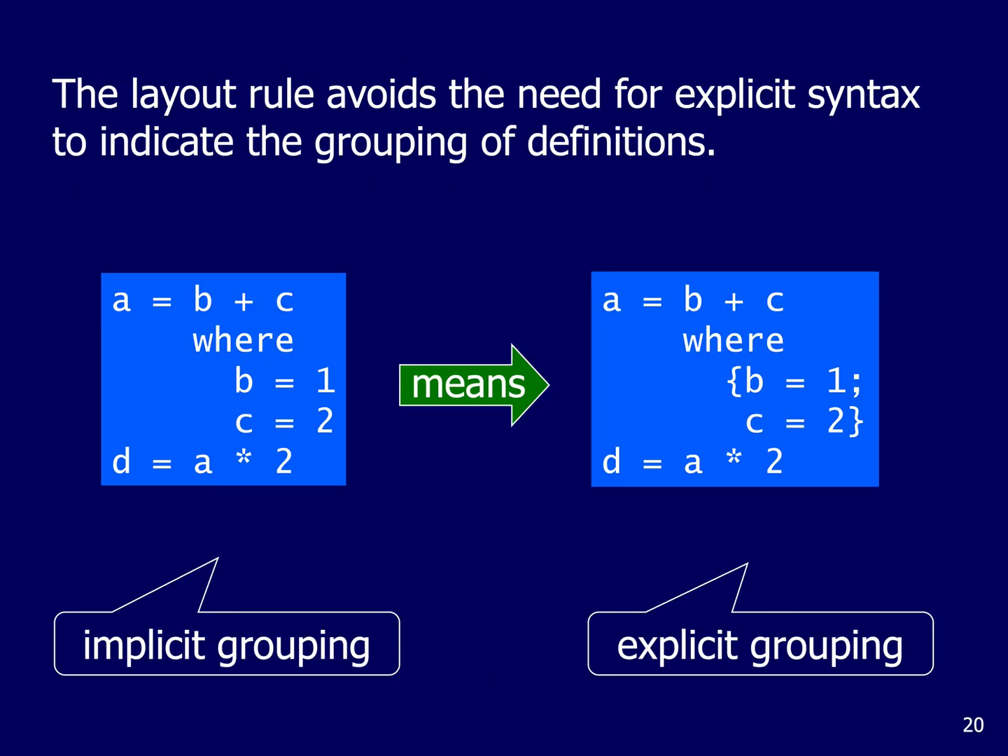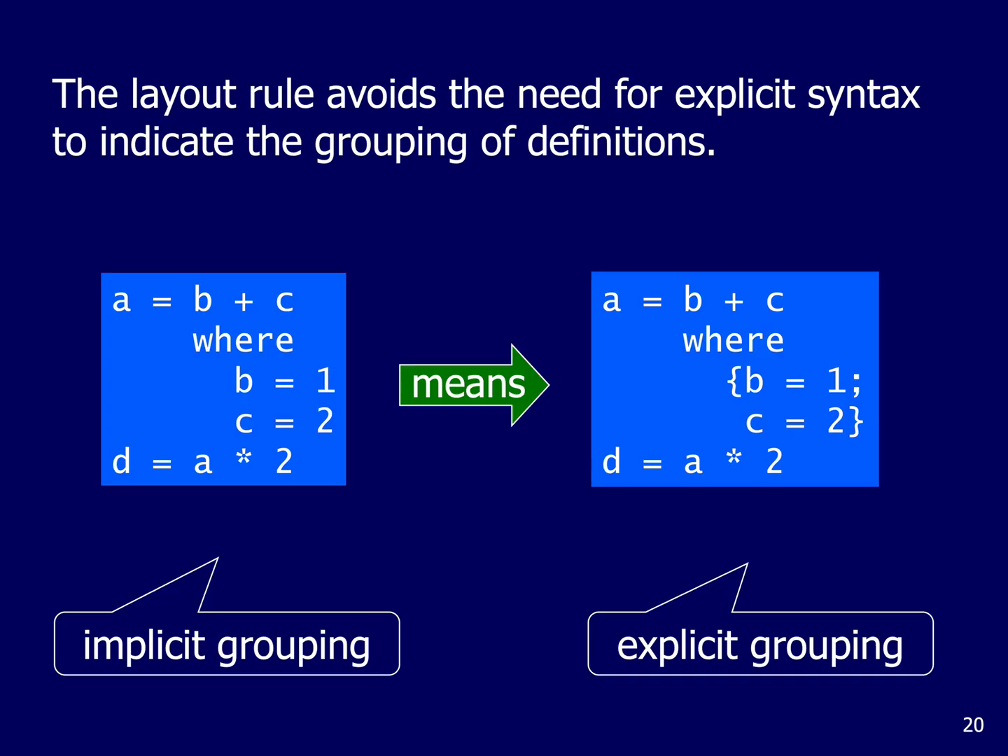So what this lets you do is avoid the need for explicit syntax to indicate how definitions are grouped together. When you write C programs or Java programs, for example, you need the curly braces, or squiggly braces, and semicolons to indicate how things are grouped and separated. You can still do that in Haskell if you want, but you don't need to because of this layout rule. This is illustrated by this simple example here.